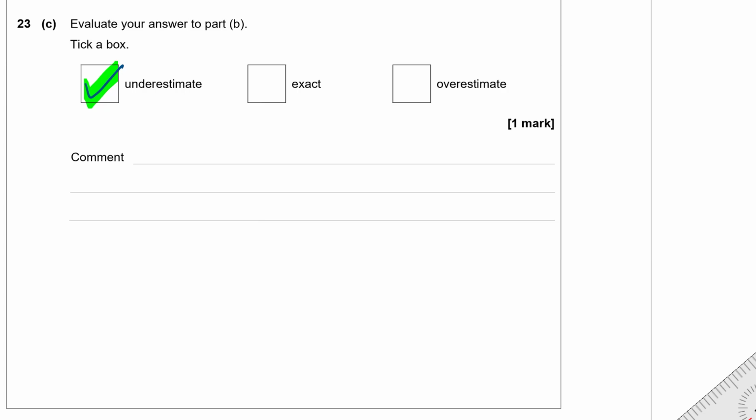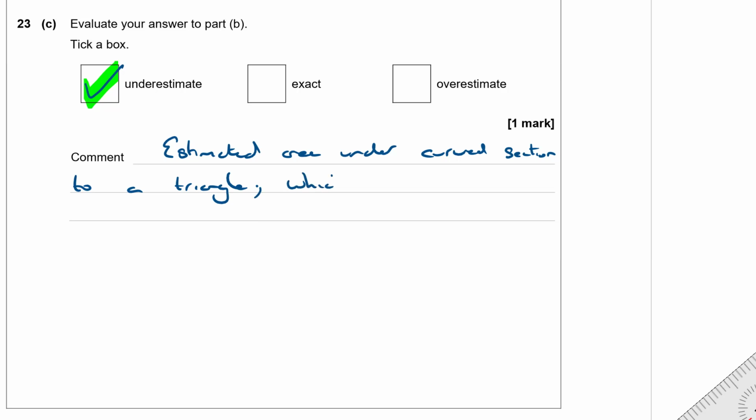We need to write a comment with that, so what did we do? We estimated area under curved section to a triangle which was less than the area under the curve.